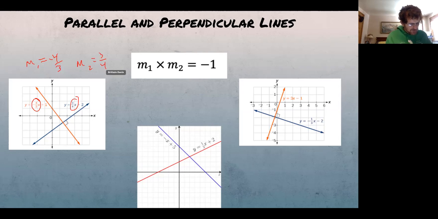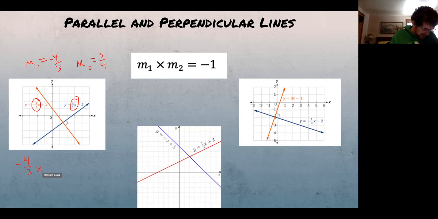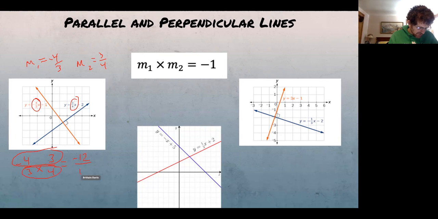So I can just multiply those together. So I'm going to do -4/3 times 3/4. And when I multiply across, keep in mind if you have a negative, that can just be attached to your numerator if you like it that way, or the denominator. So I'm going to make it -4 times 3 makes it -12. And then it'll be +3 times 4, which makes it 12. And when I simplify that down, it's -1. So therefore, these are perpendicular.